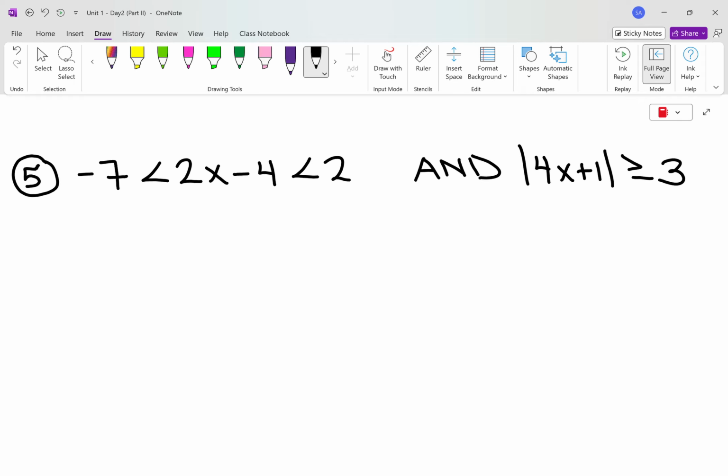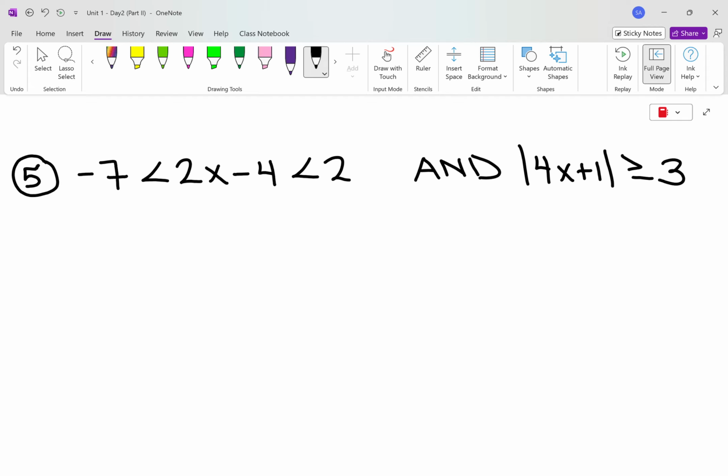Okay, I have a lot going on. I have this compound inequality to the left, and then I have this absolute value inequality on the right, and I also have the word and connecting them, meaning in order to make it to the final round, it has to be in this solution, and it has to be in this solution. So what I'm going to do is work on these two separately, not combined. I'm going to first find out what the solution set is for negative 7 is less than 2x minus 4, which is less than 2.